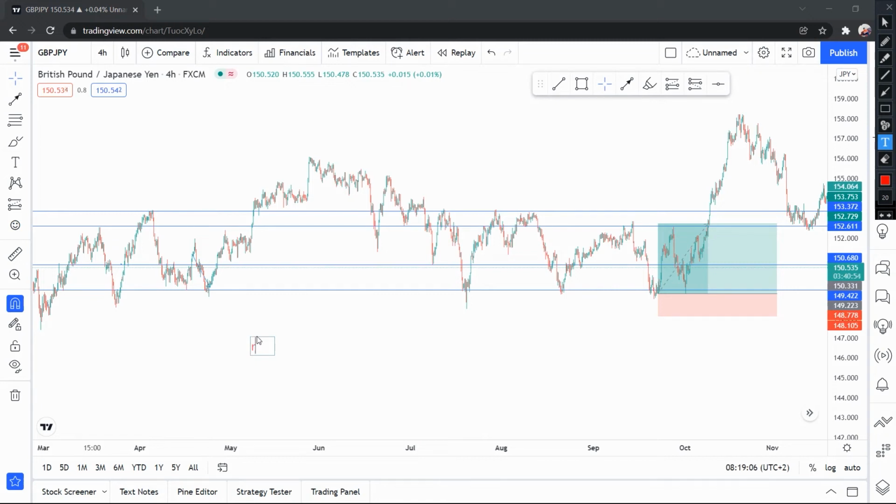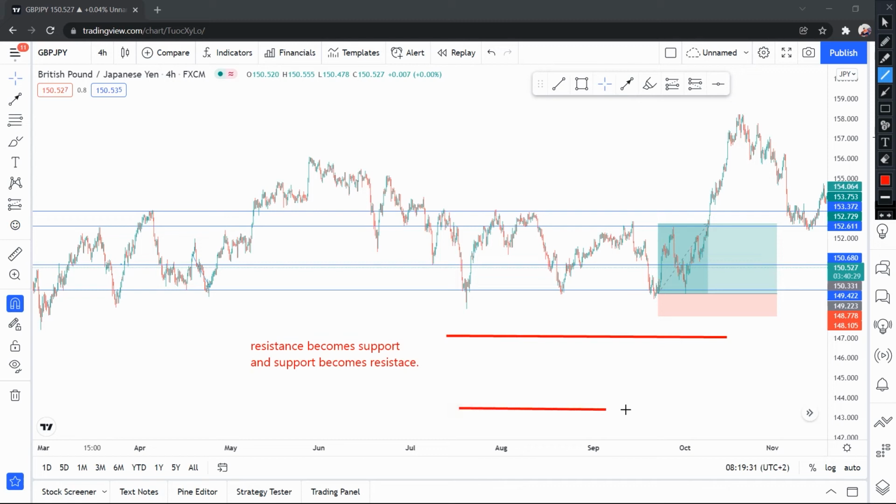So at some point, resistance becomes support, and support becomes resistance. Let me illustrate it real quick before we go any further. So we are going to assume this was our resistance level, and then this was our support level. So let's say the market was moving just like this.